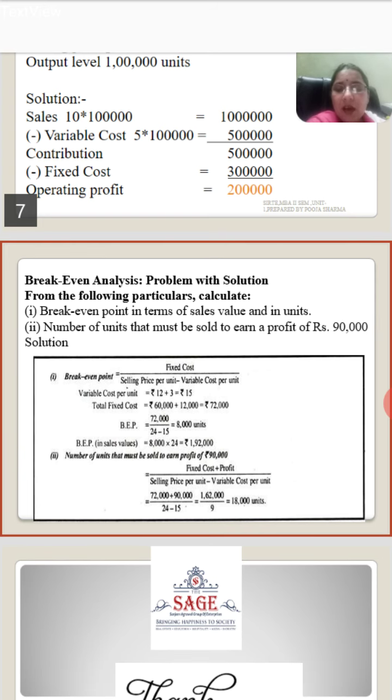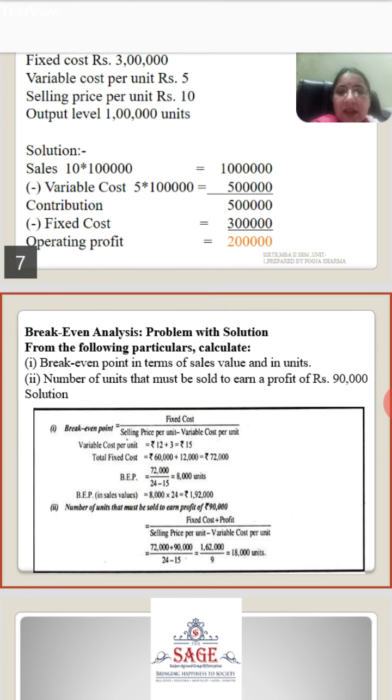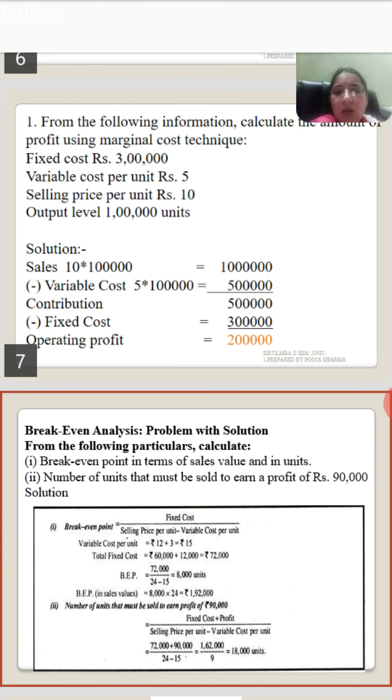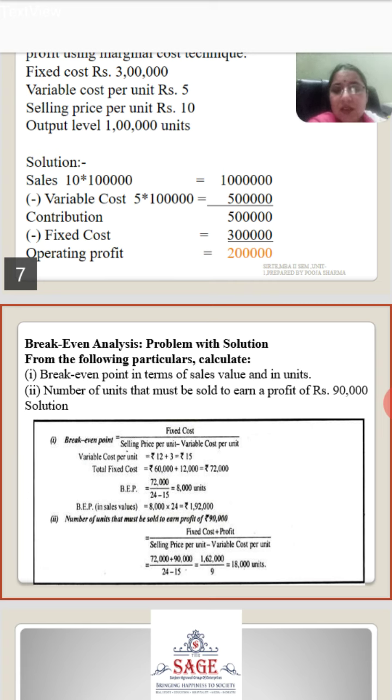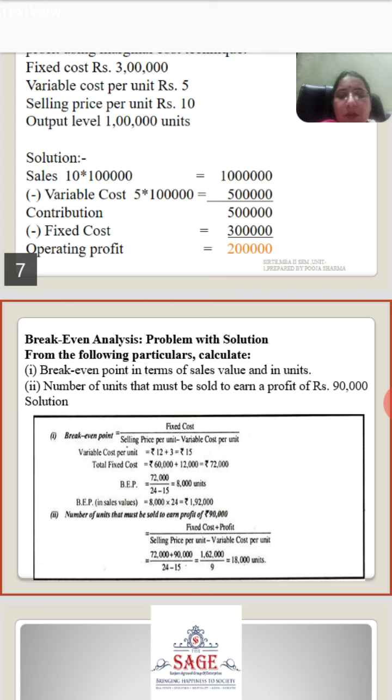Break even point: when you have to calculate the break even amount, what is required is to calculate the amount of profit using the marginal costing technique. So you have calculated this. Now the next question is a break even analysis problem. From the following particulars, calculate break even point in terms of sales and in terms of units, and the number of units that must be sold to earn a profit of 90,000 rupees.